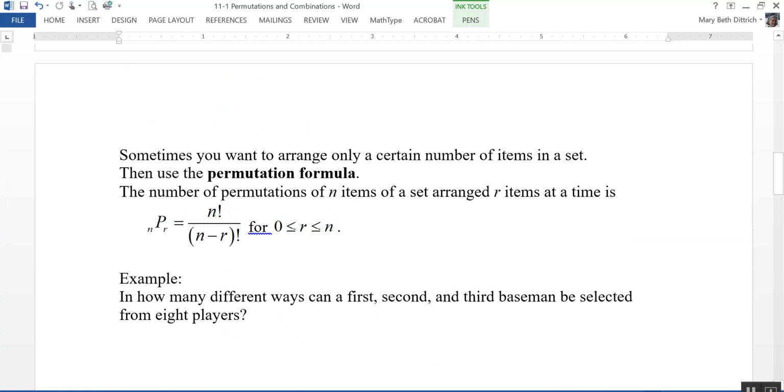There we go. Sometimes you want to arrange only a certain number of items in a set. So maybe I don't want to arrange all 7 teddy bears. Then we're going to use the permutation formula. The number of permutations of n items of a set arranged r items at a time is written like this. So it's a subscript n, an uppercase P, and a subscript r. And that's defined as n factorial divided by the quantity n minus r factorial, where r is greater than or equal to 0 and n has to be greater than or equal to r.